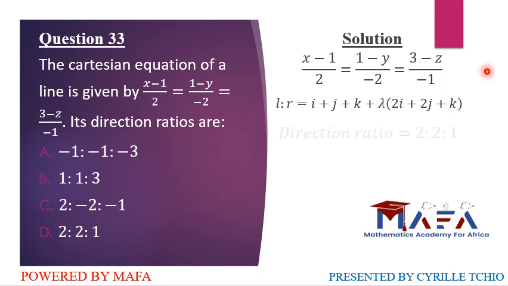So the direction ratios are just the individual values of each unit vector here. You're having 2 for the i direction, 2 for the j direction, and 1 for the k direction. So the answer is D.